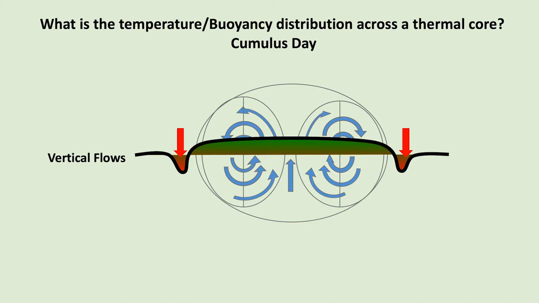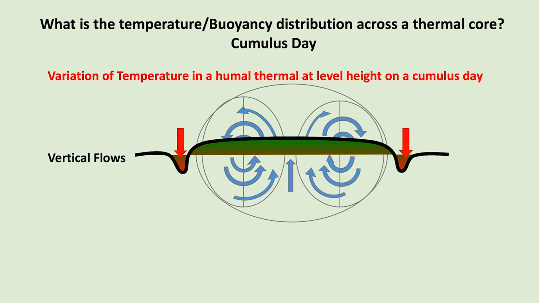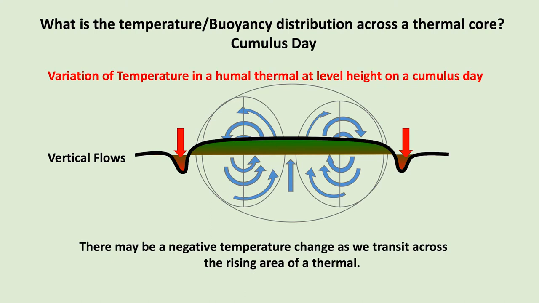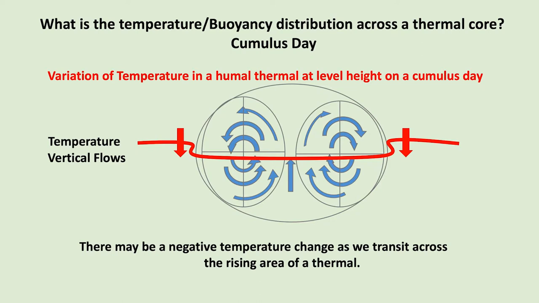A cumulus day. Variation in temperature in a thermal, at level height on a cumulus day, is just the same. There may, though, be a negative temperature change as we transit across a rising area of a thermal which is purely humid. The buoyancy of the thermal is because of the humidity, not because of the temperature.